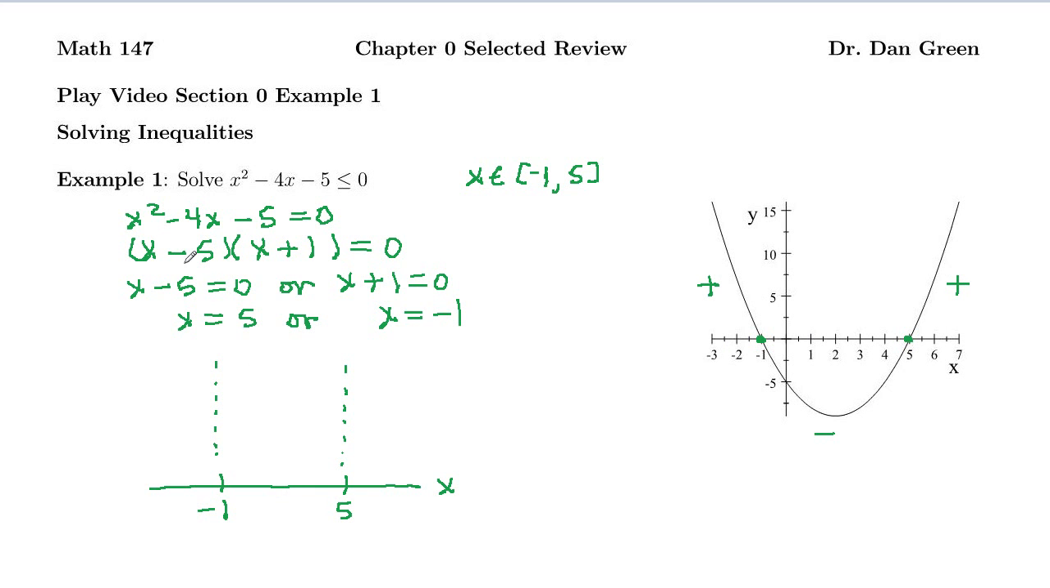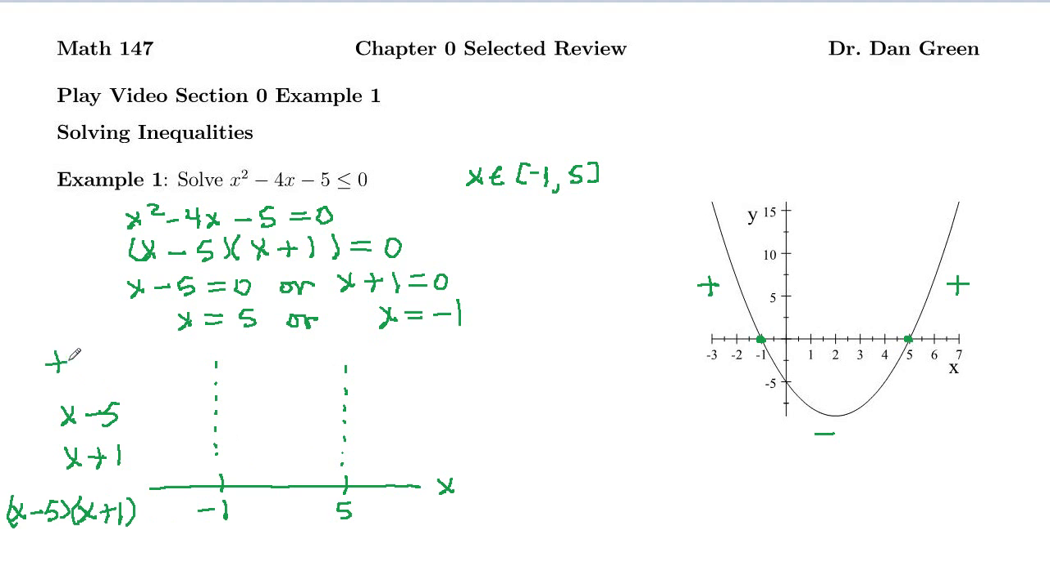So we're going to plug into our two factors here. So I'm going to look at our factors above the number line. So we've got x minus 5 and x plus 1. We're going to do sign analysis of the factors. And then below the line here, we're going to list the sign of the product, x minus 5 times x plus 1.